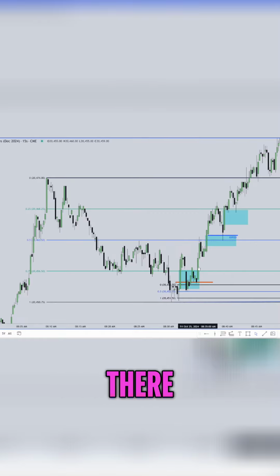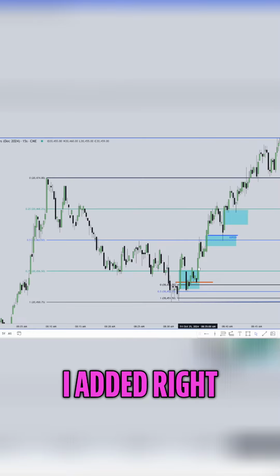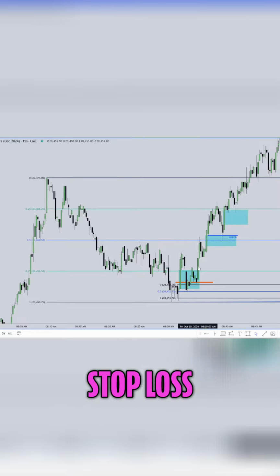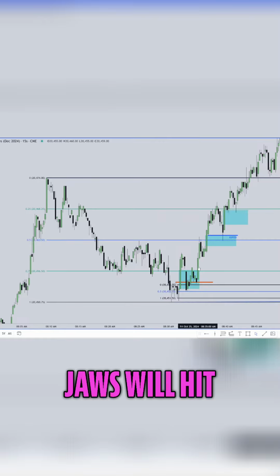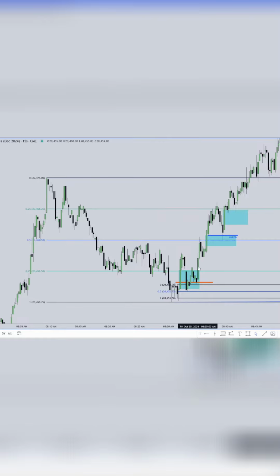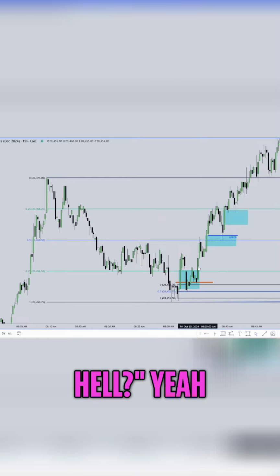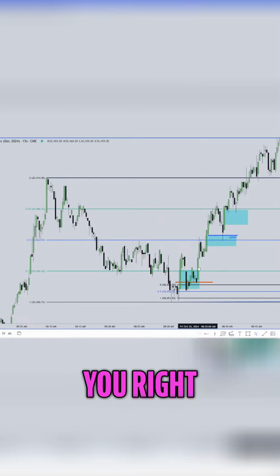I'll add right there. I just shared it the other day. I added right into it when it was getting close to my stop loss, because I know your jaws would hit the floor. And then all the comments that came behind that trade. What in the hell? Yeah, because I'm using what I'm showing you right here.